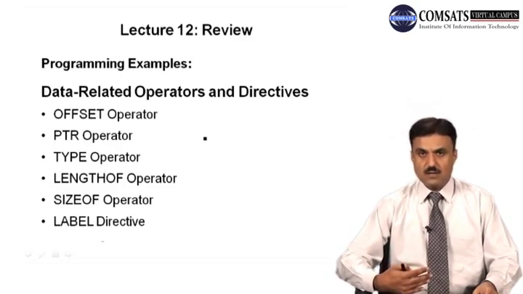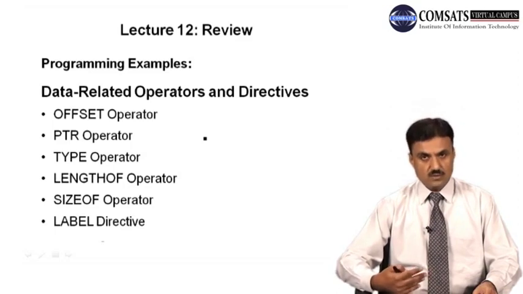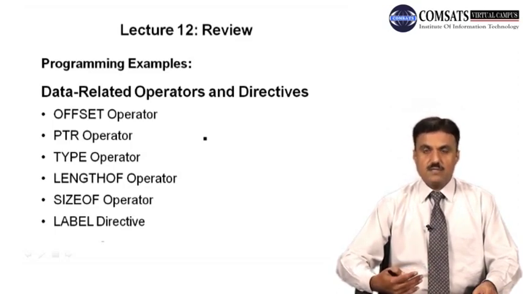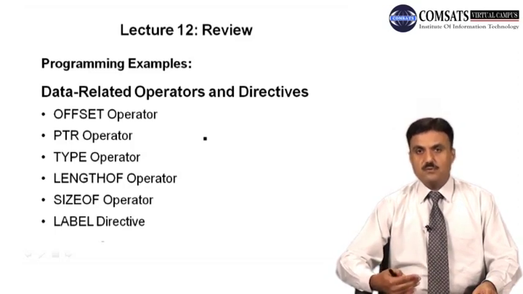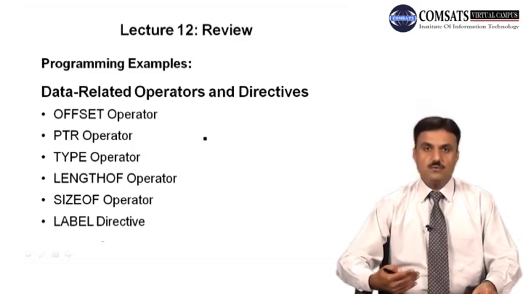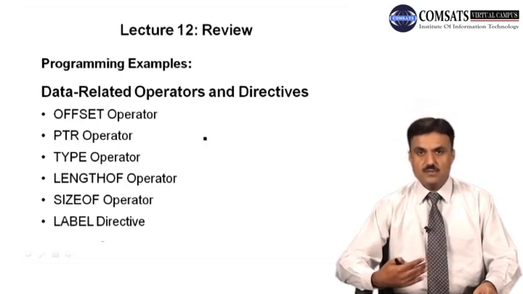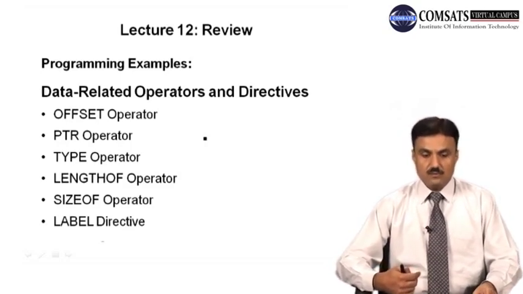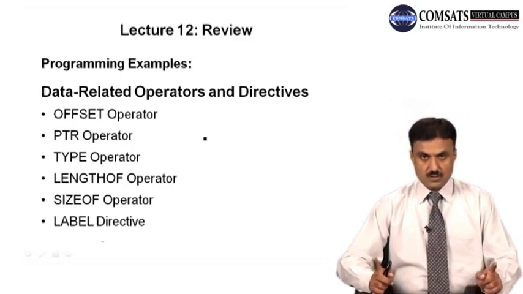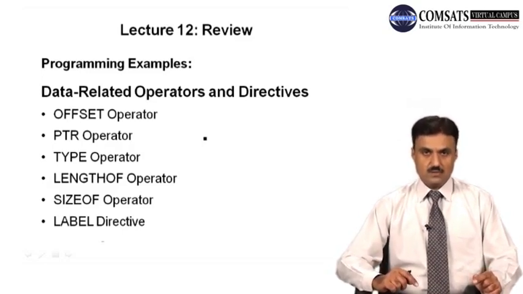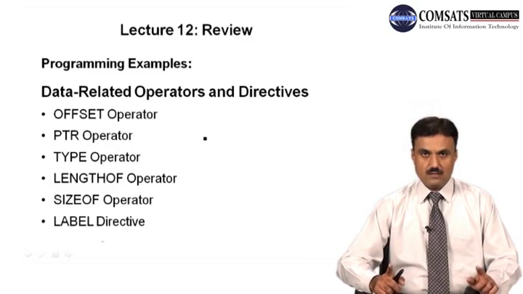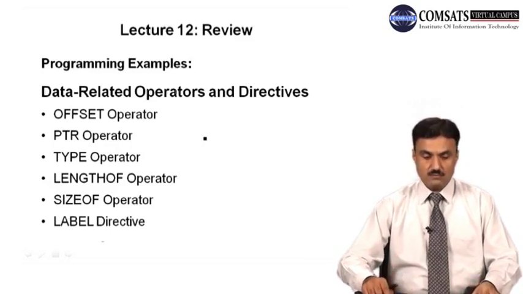For example, if we define byte, word, double word, quad word, it returns the value in terms of bytes. For byte it will return 1, for word it will return 2, for double word and so on, 4 and 8, whatever the type of the variable is. We also discussed the length of operator and saw examples. It just gives us the total number of elements inside an array or inside a label and so on.